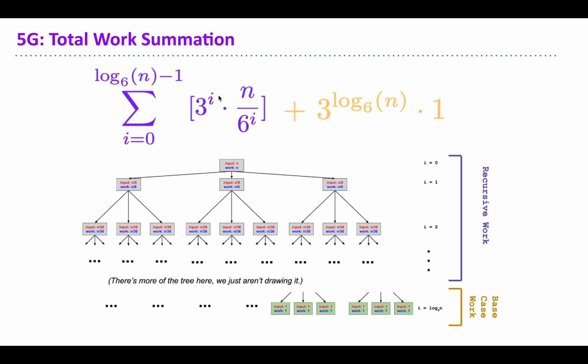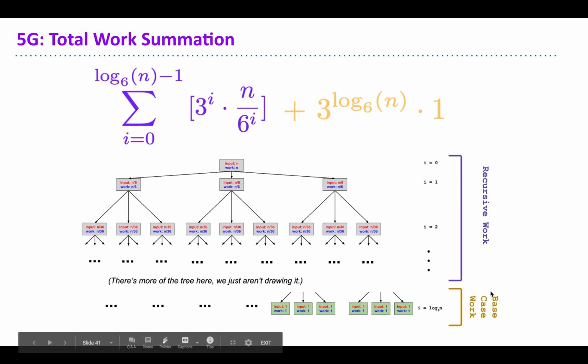We said the amount of work for any recursive level is this, so I should be able to make a summation that goes from 0 to the last recursive level with the amount of work per level. Really what this summation is doing is, for each level, summing the amount of work on that level. That should give us the total amount of work in this tree. If I took each level and summed the work from that level, I have the sum of all the recursive levels plus the base case level, so I get the total amount of work. And this is our final summation.